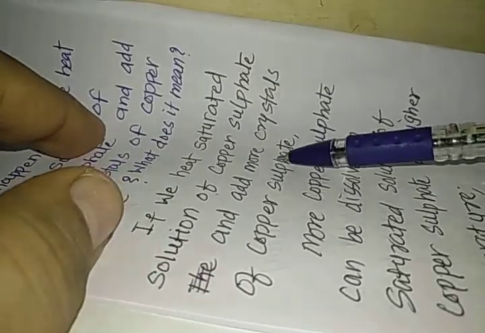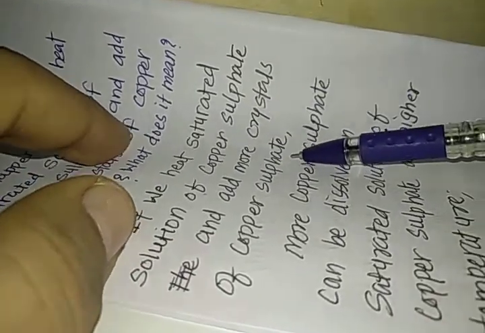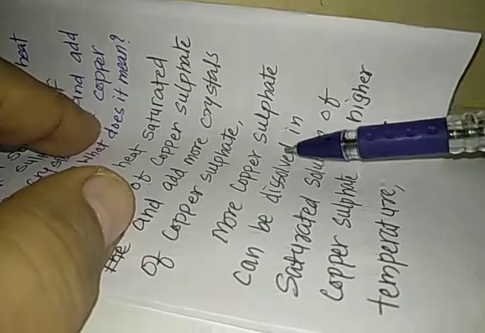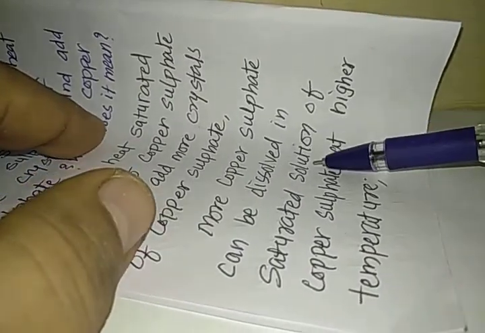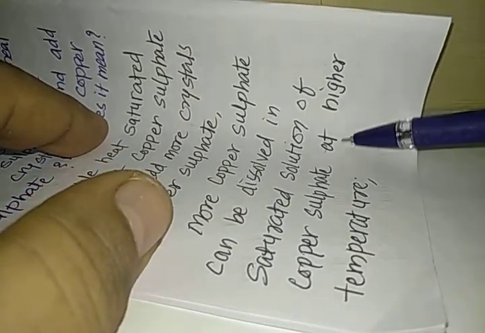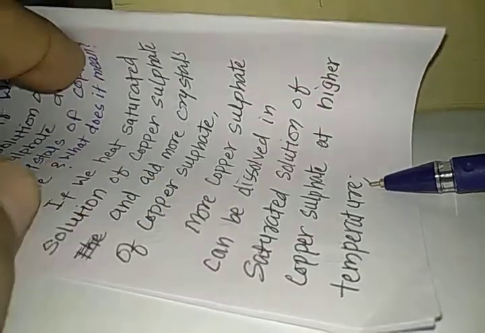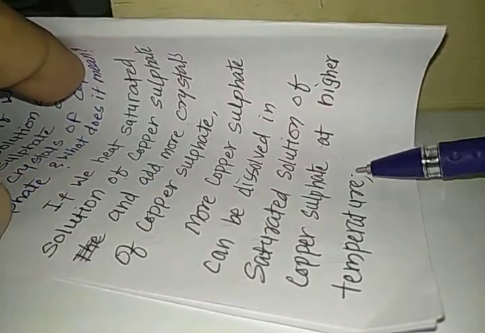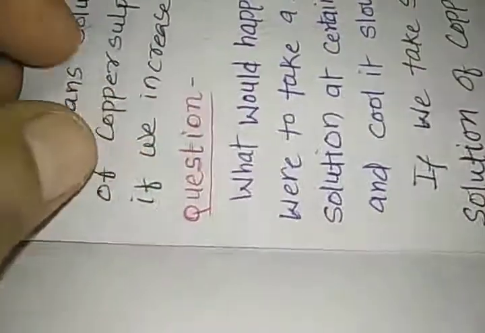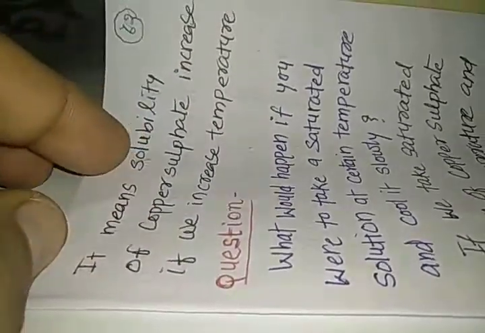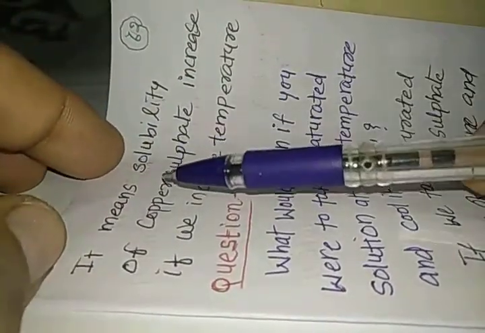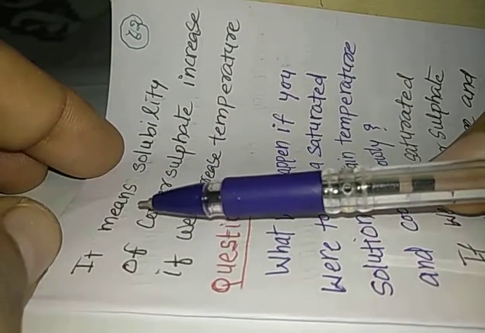If we heat saturated solution of copper sulfate and add more crystals of copper sulfate, more copper sulfate can be dissolved into the saturated solution of copper sulfate at higher temperature. So if we heat and try to add more copper sulfate to the saturated solution at higher temperature, we can dissolve more copper sulfate. Let us try to understand what is the meaning of it.